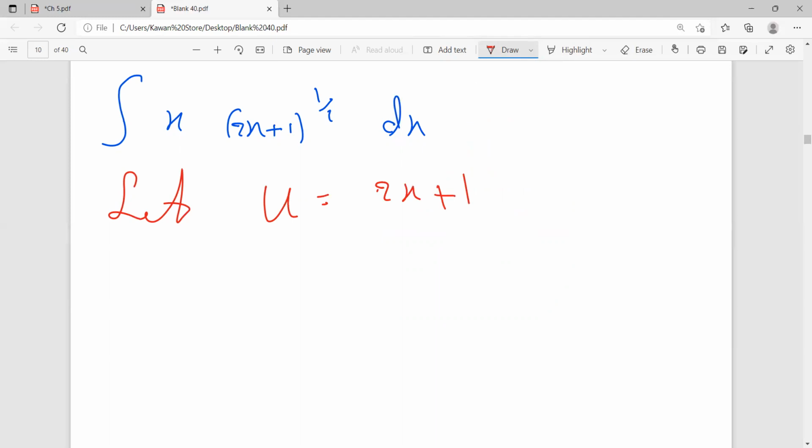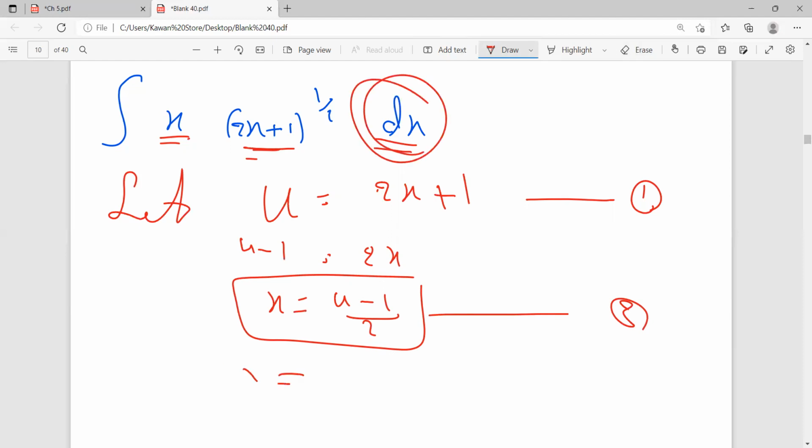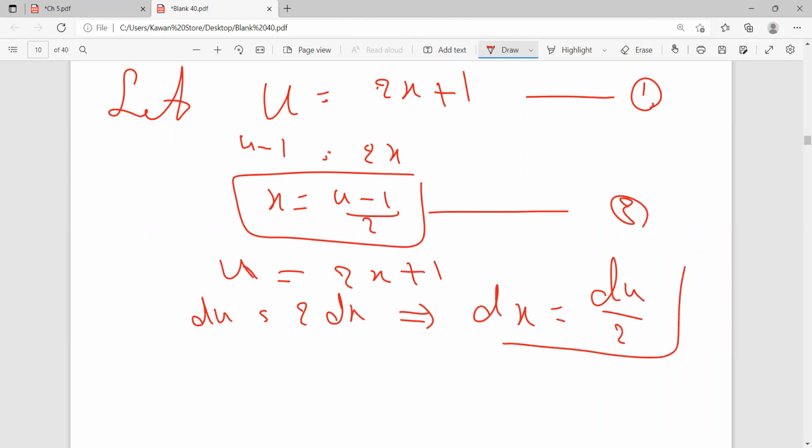From here, try to get dx from this equation. Try to get x, because this one is directly u minus 1 over 2. So I'm going to get the x from this equation. How? I say 2x is equal to u minus 1. So x is equal to u minus 1 over 2. Any question? And I'm going to get dx. How? u is equal to 2x plus 1. So from here, du is equal to 2 dx. But I want just dx. So dx is equal to du over 2. And I'm going to recall that one as number 3. Any question about 1, 2, 3? You got it now? Just from the first let. The first is very important. The others are routine.